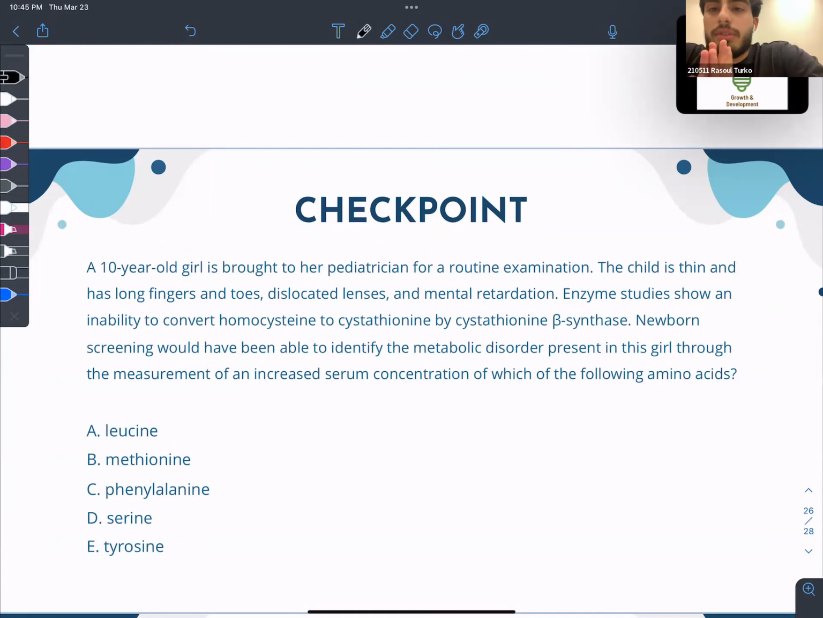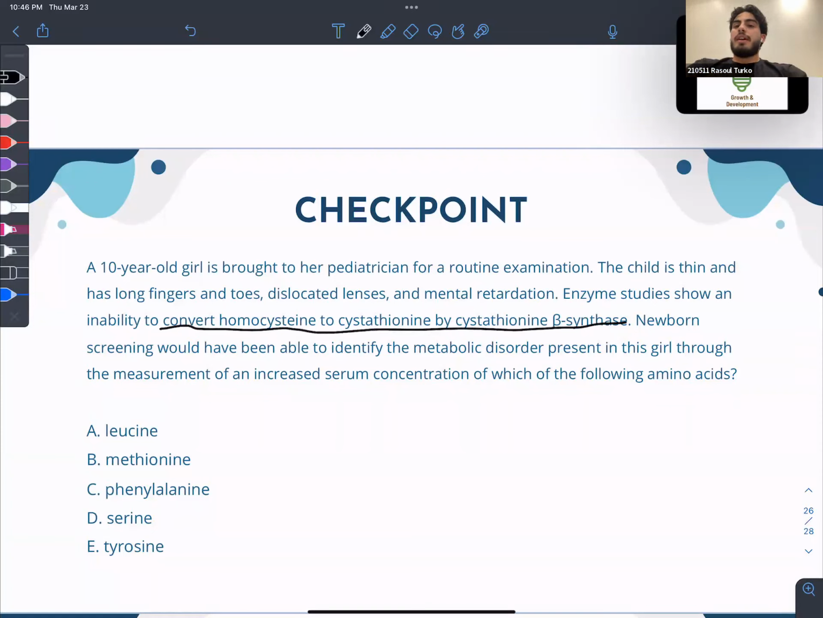A 10-year-old girl is brought to a pediatrician for a routine examination. The child is thin and has long fingers and toes, dislocated lenses, and mental retardation. Enzyme studies show an inability to convert homocysteine to cysteine by cystathionine beta synthase. Newborn screening would have been able to identify the metabolic disorder present in this girl through the measurements of an increased serum concentration of which of the following amino acids? So all you guys need to know from this whole slide is this.